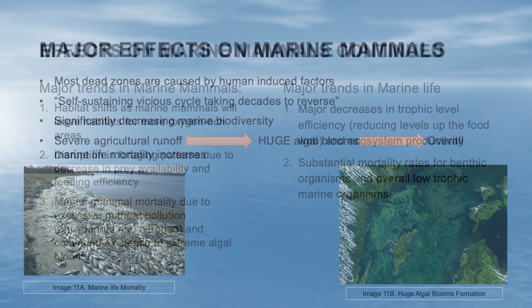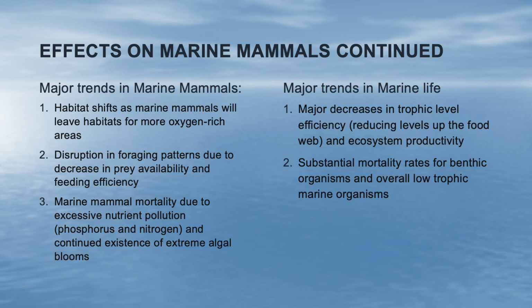So now we're going to talk about the effects that it continues to have on marine mammals. There have been some major trends that I've seen in marine mammals. Some major trends are that there are major habitat shifts, as they will leave habitats for more oxygen-rich areas. There's a disruption in their foraging patterns due to decreasing prey availability and feeding efficiency. And there's an increase in marine mammal mortality due to excessive nutrient pollution, like I said before, with the phosphorus and nitrogen coming from human-induced factors, and the continued existence of extreme algal blooms, which can cause huge problems for marine life.